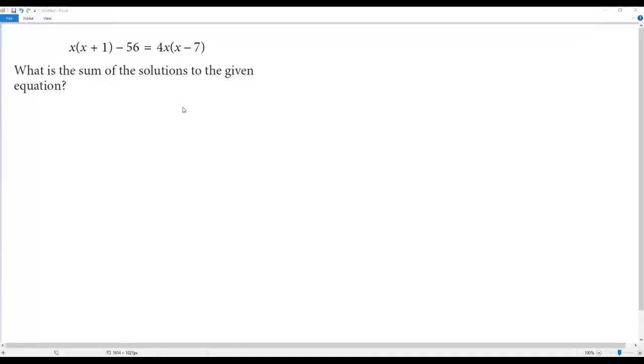Here we have a SAT math question. Let's go through the information. x times (x + 1) − 56 equals 4x times (x − 7). What is the sum of the solutions to the given equation?